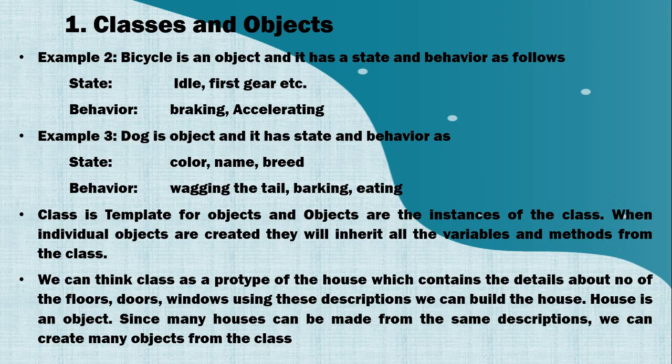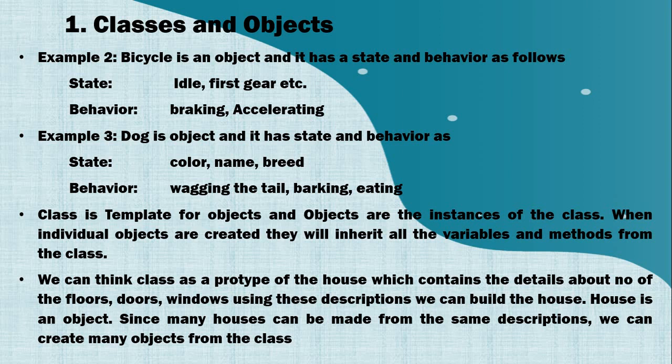The third example is the dog. If you consider a dog as an object, its state will be its color, name and breed, and its behavior will be wagging the tail, barking and eating. So we can say that the class is a template for objects and objects are the instances of the class.